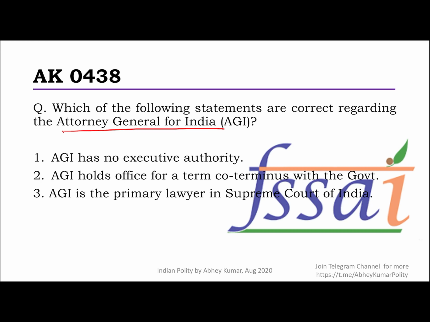Okay, so the next question we have is: which of the following statements are correct regarding the Attorney General for India? Okay, AGI has no executive authority. That is correct. The executive power is to be exercised by the Minister of Law and Justice.